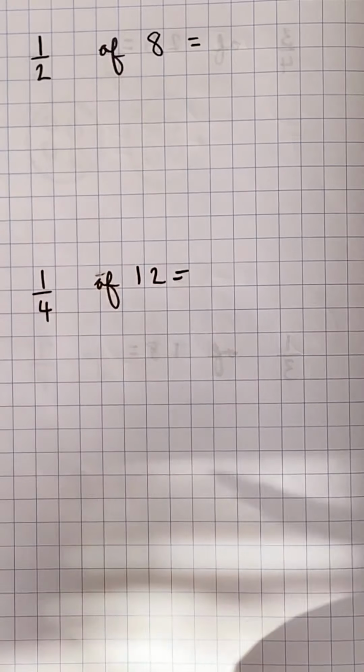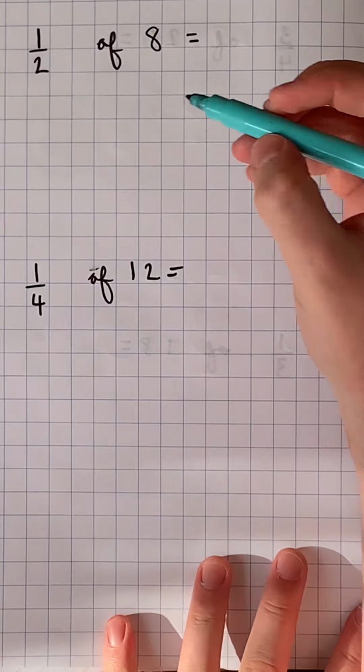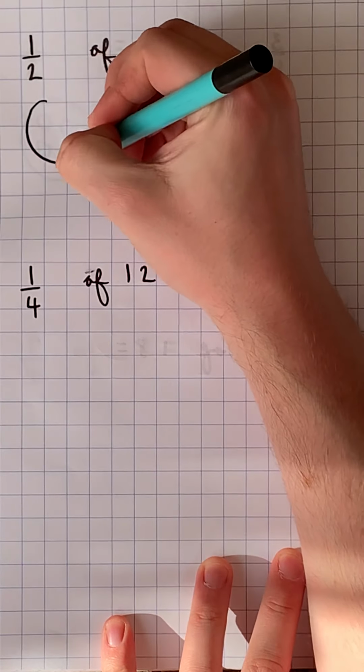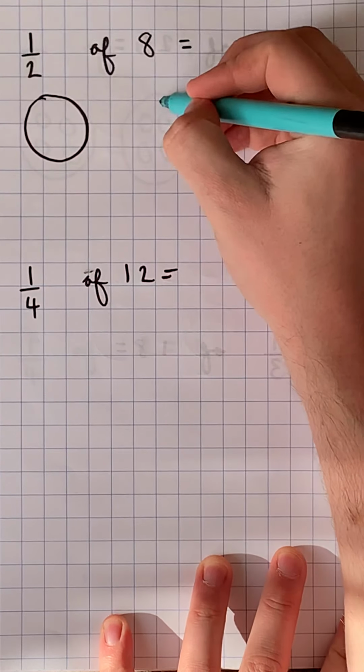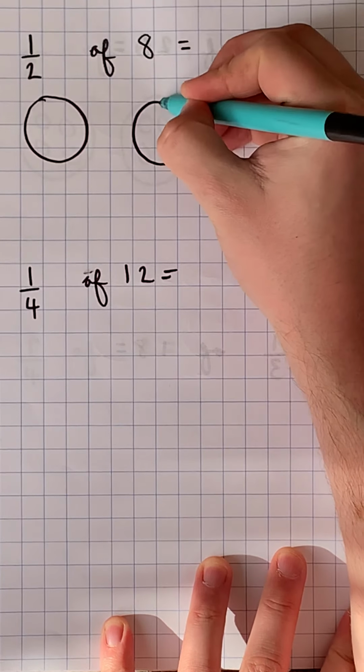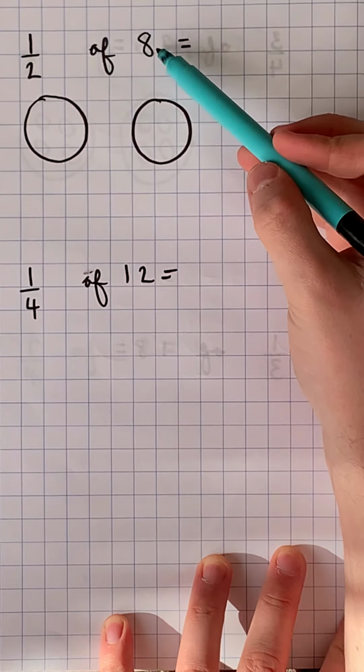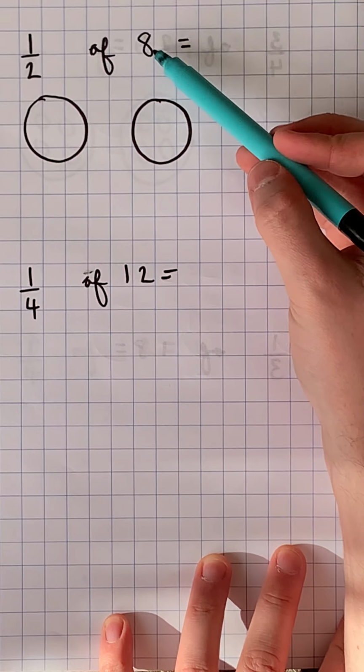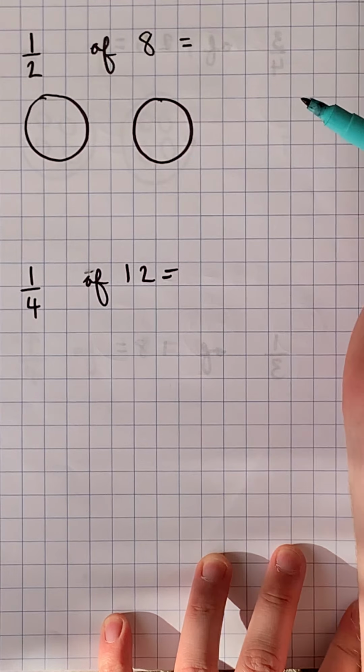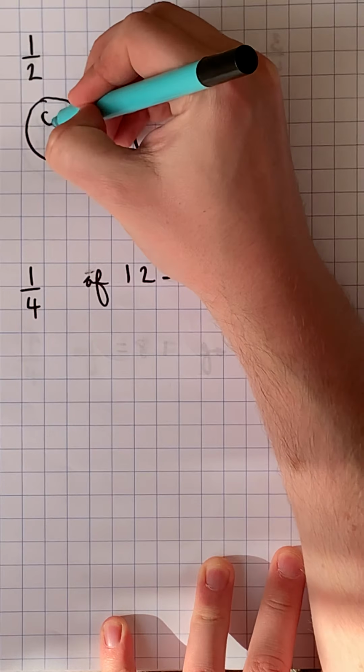So look at my fraction. I know I need 2 groups. So here's my first group. And here's my second group. And then I know that I need to split 8 equally between my 2 groups. So here we go. Make sure they're equal.